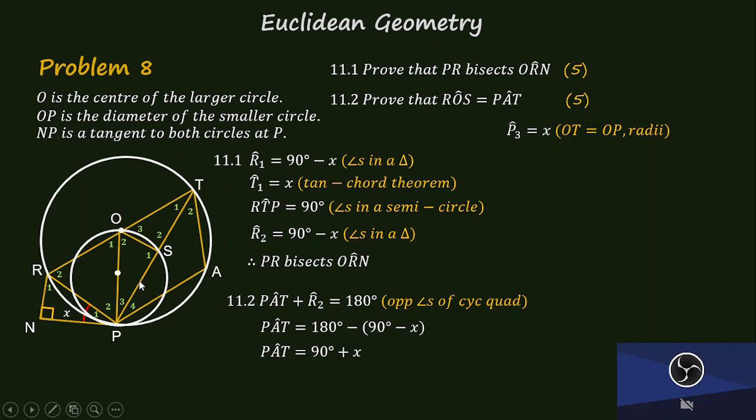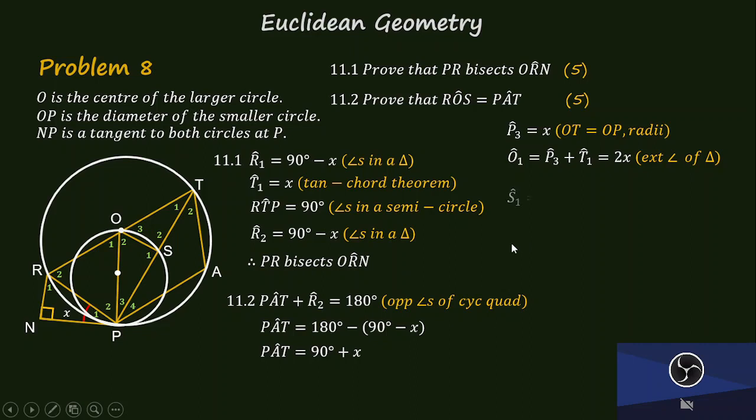But we could use the exterior angle of a triangle, right? I have this triangle and this side is shared, so O1 will be equal to T1 plus P3. O1 will be P3 plus T1, which is 2x. Remember, P3 is x, T1 is x, so O1 will simply be 2x. Right? So even with the angle at the center twice the angle at the circumference, O1 will still be 2x.